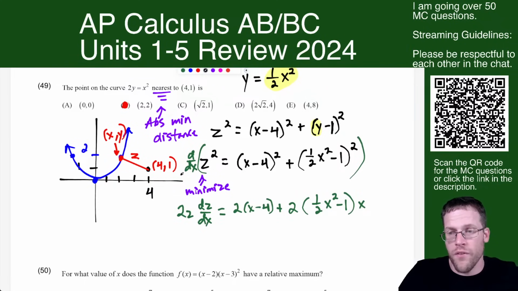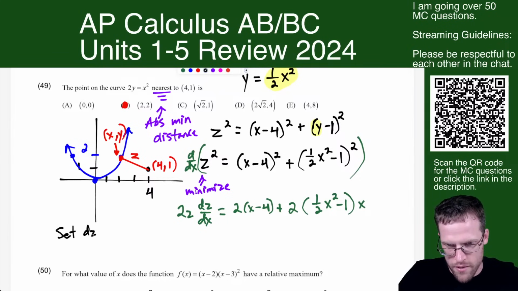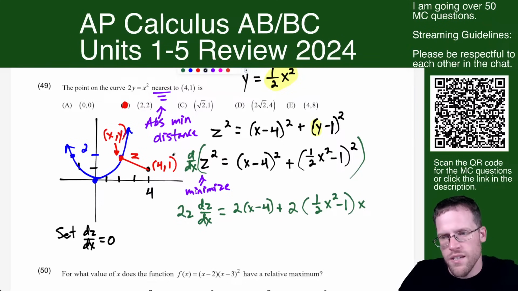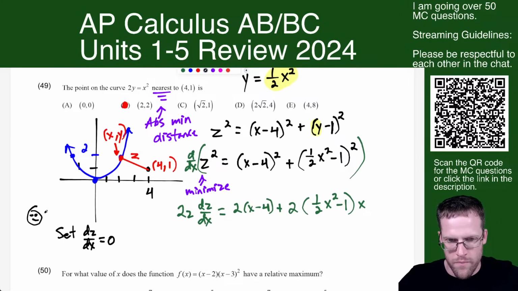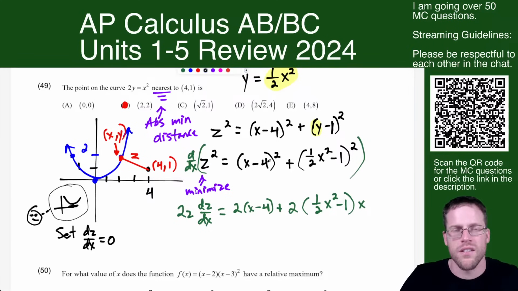So now, if I want to find the minimum value, we're going to set dz dx equal to 0, because whatever this function z looks like, we just care about where the absolute minimum is. The absolute minimum is where the derivative is going to be 0, because this is polynomial based, so it's not going to have sharp turns. It's going to be smooth. All right, so ready? We set this equal to 0. It's going to wipe out the left side.